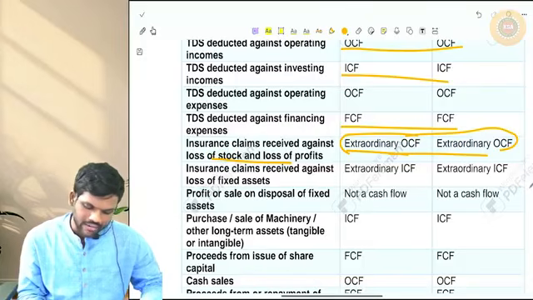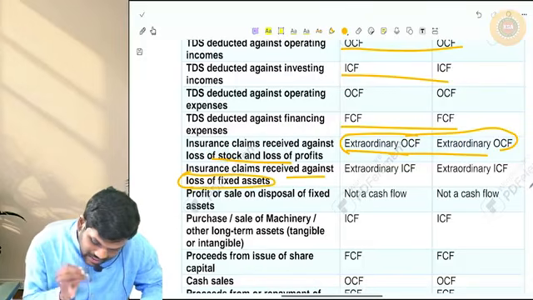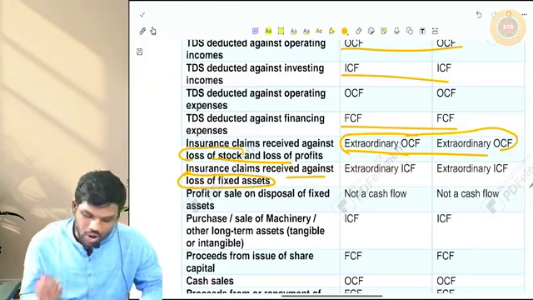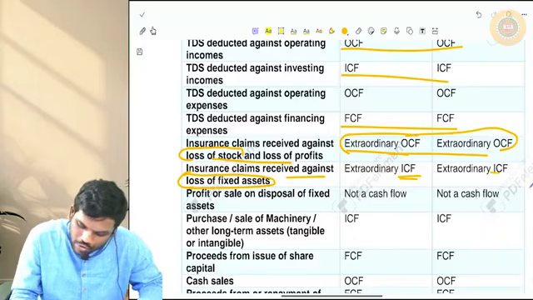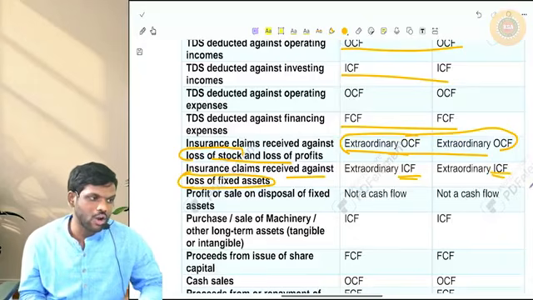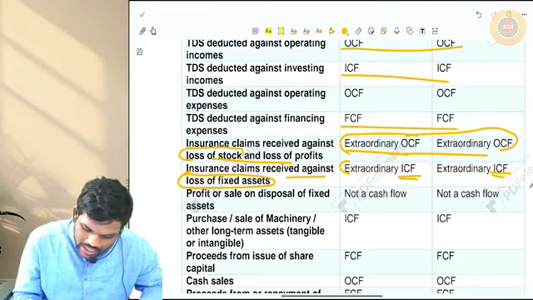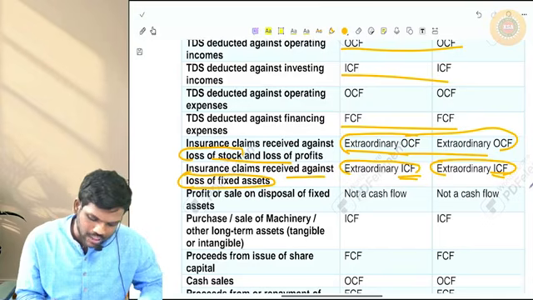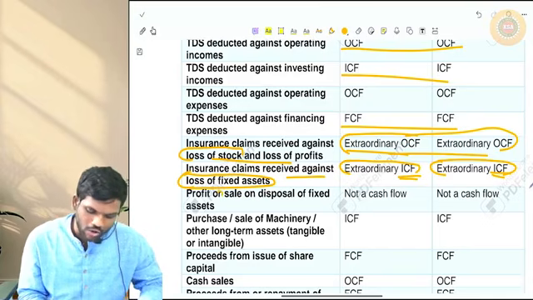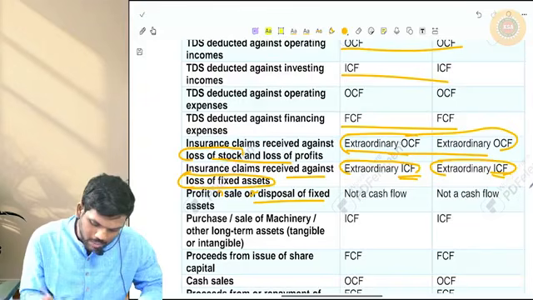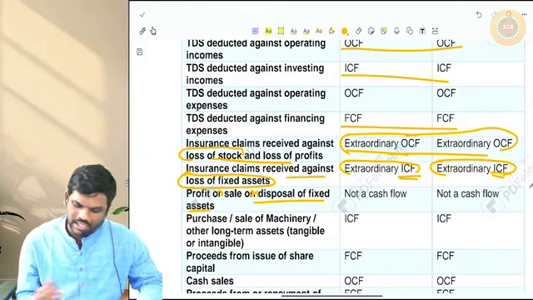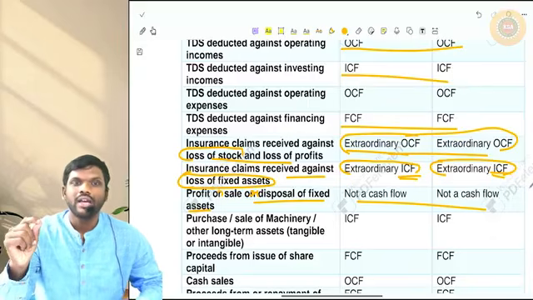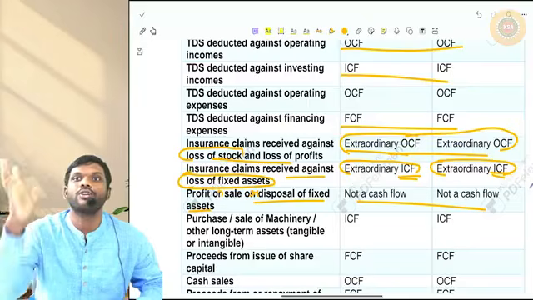Insurance claims received against loss of fixed asset. Previously it was loss of inventory, so it was operating cash flow. Now it is loss of fixed asset, so it should be a part of investing cash flow. Again, this loss will not happen every year, so it is an extraordinary investing cash flow. And profit on sale or disposal of fixed assets is not at all a cash flow. Remember, for something to be a cash flow, cash or bank should be a part of the journal entry.